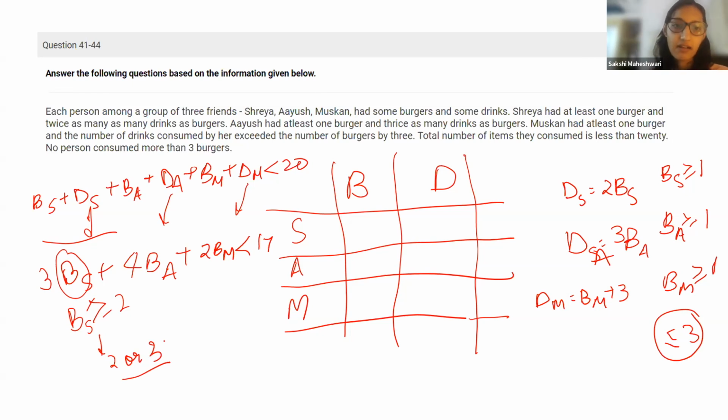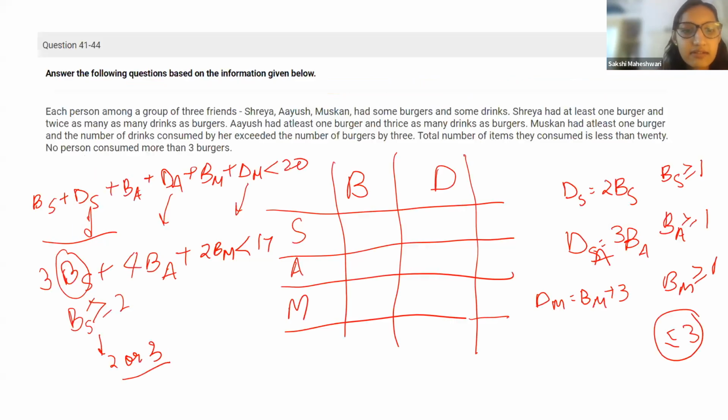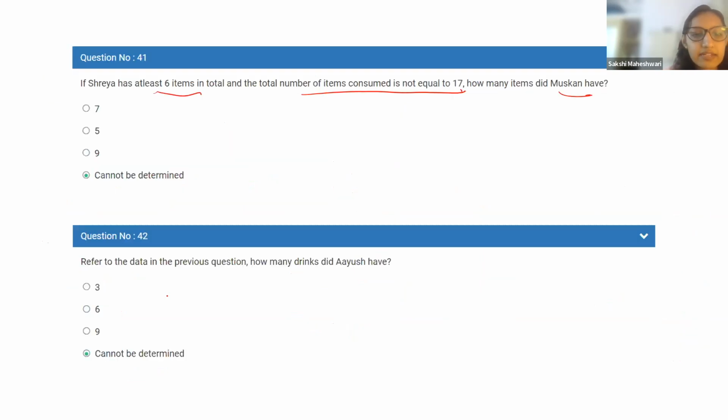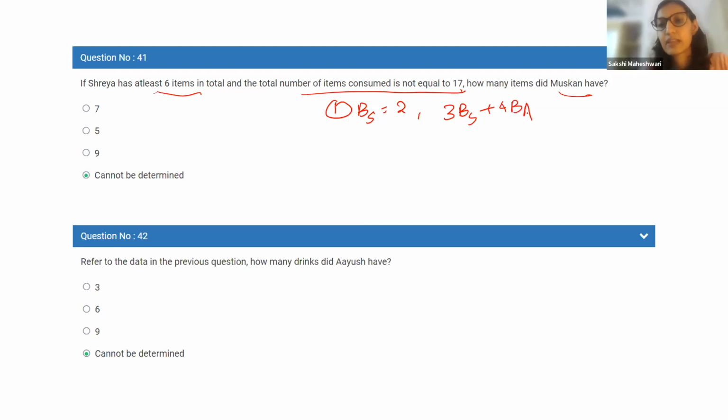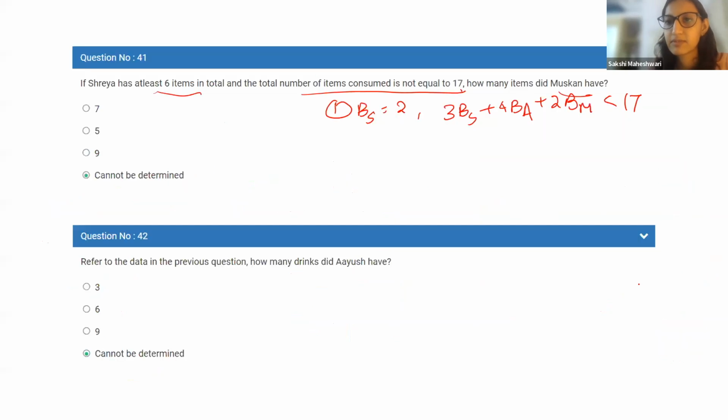Okay. And the total number of items is not equal to 17. Then the number of items with Muskan we need to find out. So we have 2 cases here. First, we assume that BS is 2. So we'll get 3 BS plus 4 BA plus 2 BM, and this is less than 17. And the number of items with Muskan is 2 BM plus 3. Okay. Muskan has 2 BM plus 3 items.